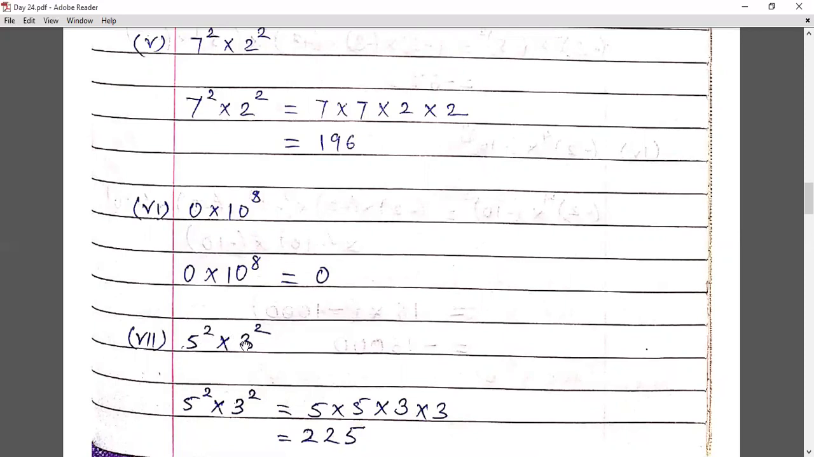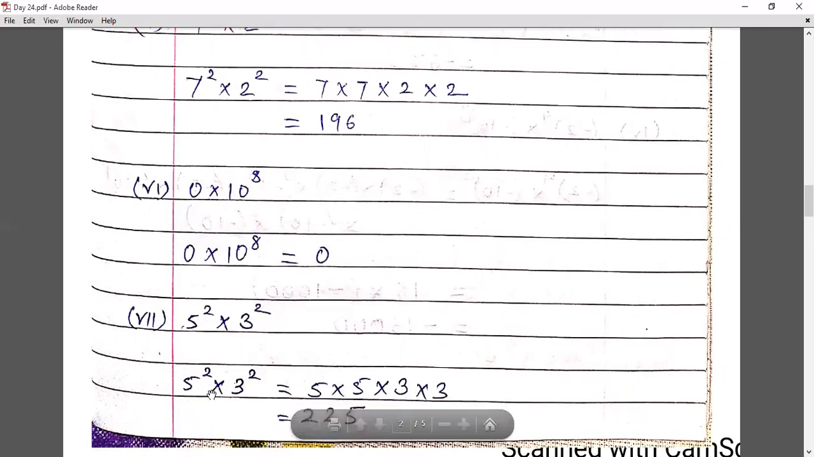5 raised to 2 into 3 raised to 2. 5 into 5 into 3 into 3. That will give you 5 5s are 25, 3 3s are 9. 25 into 9 will give you 225.